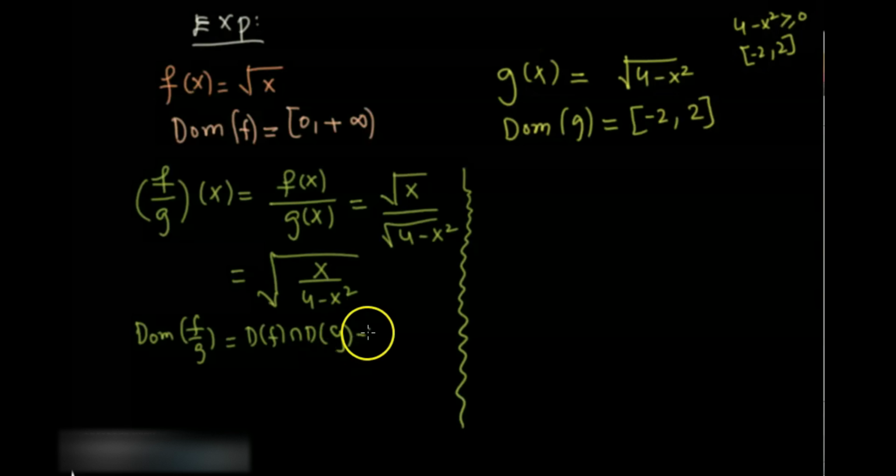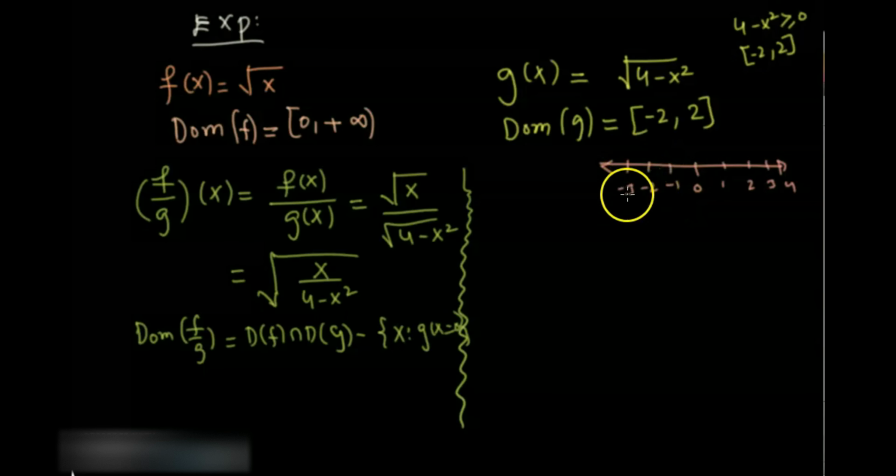So here we have this real line: 0, 1, 2, 3, 4, minus 1, minus 2, minus 3, minus 4, and so on. The domain of f is from 0 to plus infinity. This is 0 and you have to move to plus infinity. And then minus 2 to 2 is the domain of g. So this is minus 2 and this is 2. This is the domain of g here.